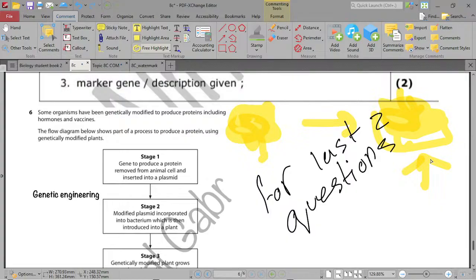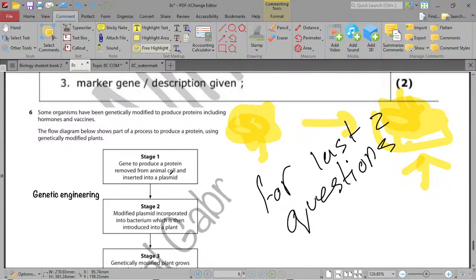So that's probably why. Some organisms have been genetically modified to produce protein. Okay, flow diagram, doubtful. Stage 1: gene to produce a protein removed from an animal cell and inserted into a plasmid.